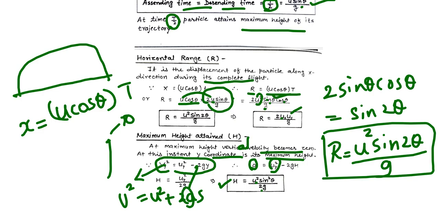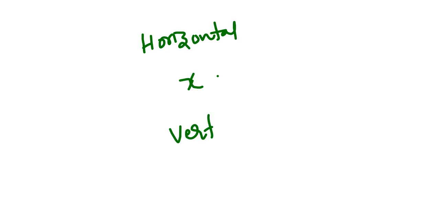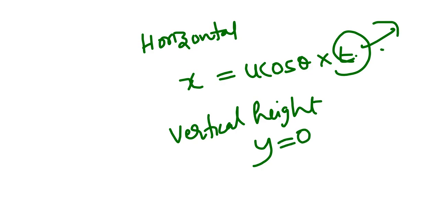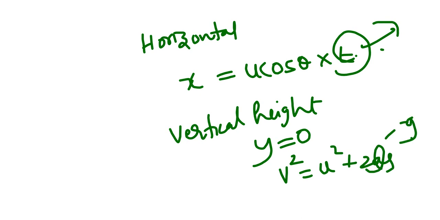So for getting horizontal range, we have to take x. For vertical height, we have to take y. Okay? For the horizontal range, you are multiplying this with t, and this t you are getting from time of flight. For vertical height, you take vy as 0 and also you use v square = u square + 2as equation. But here a is negative g. Only that is the difference.